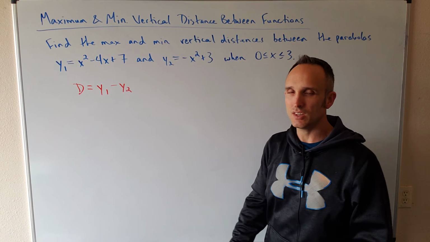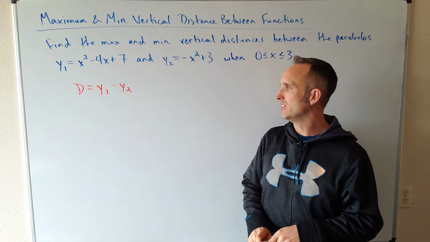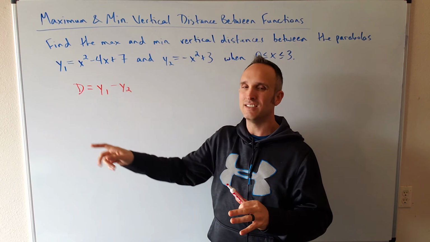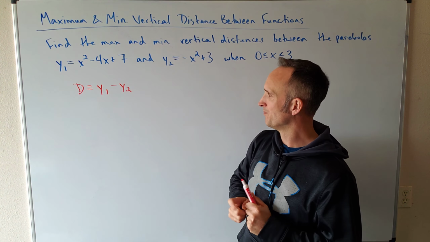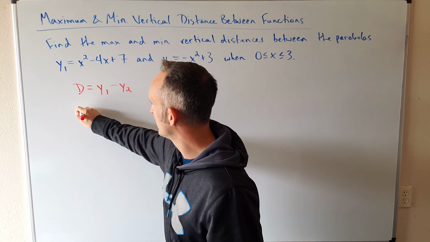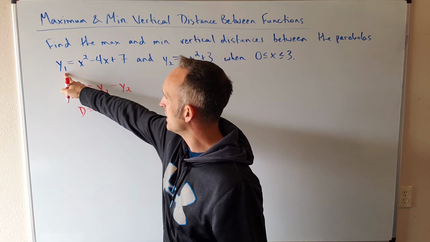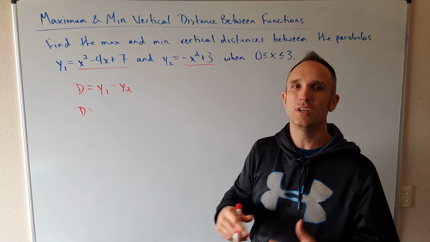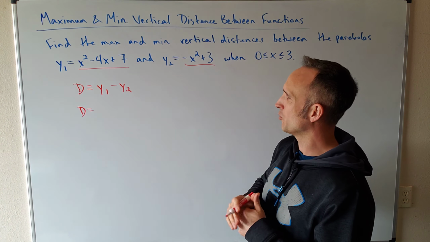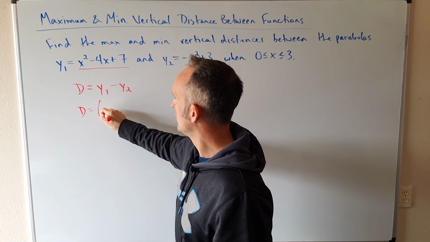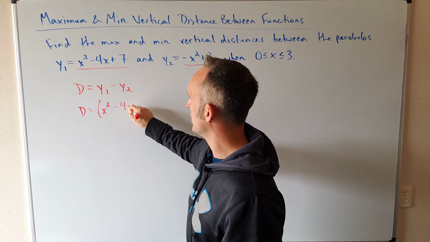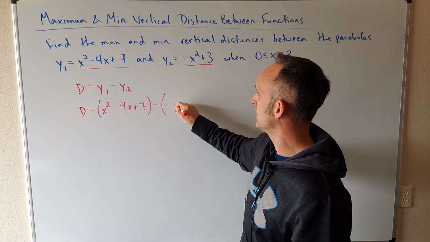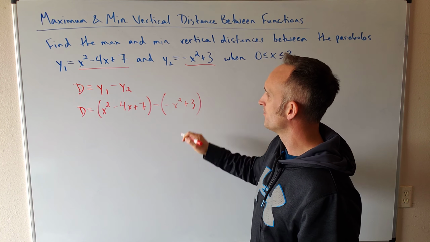And the problem with this is with any optimization problem, the function you create needs to be in terms of one variable. So luckily for us, I can rewrite y sub 1 using x, and I can also rewrite y sub 2 using x. So I'm going to do that replacement now. y sub 1 is x squared minus 4x plus 7, minus y sub 2 is negative x squared plus 3.